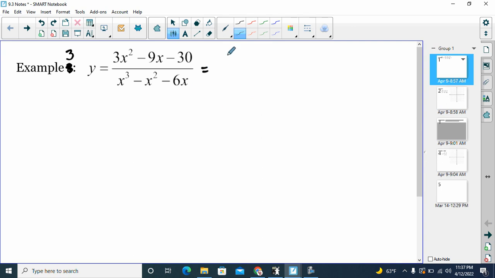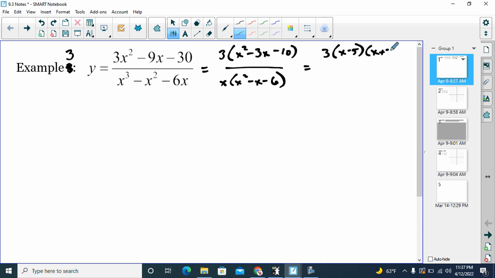As always, start by factoring. So we're going to take a 3 out of the numerator, and an x out of the denominator. From there, we can continue factoring. The top factors to 3 times x minus 5 times x plus 2. Numbers that multiply to -6 and add up to -1 would be -3 and +2. And notice this time I've got this x plus 2 that crosses out on the top and the bottom. This time we are going to have a hole.